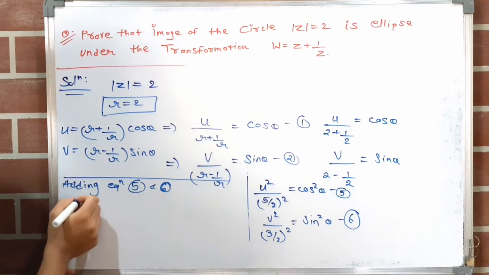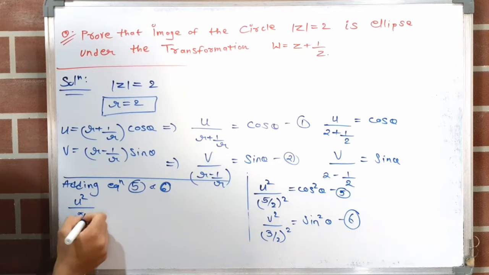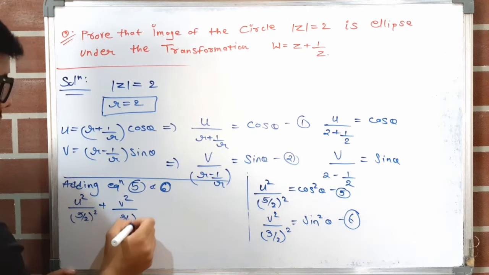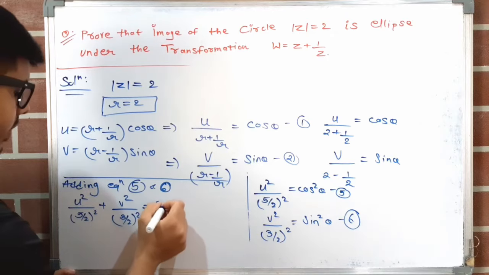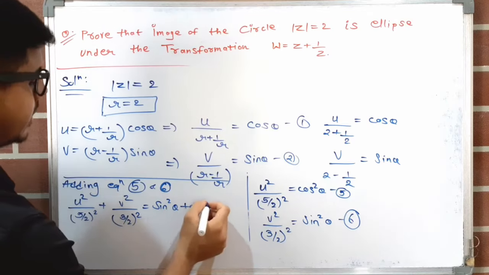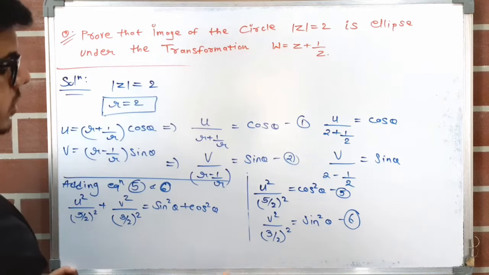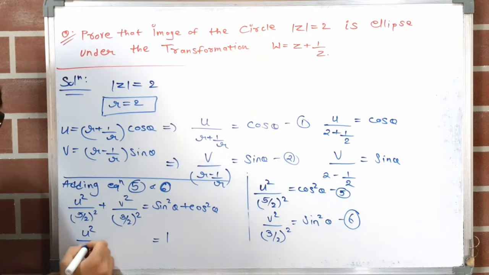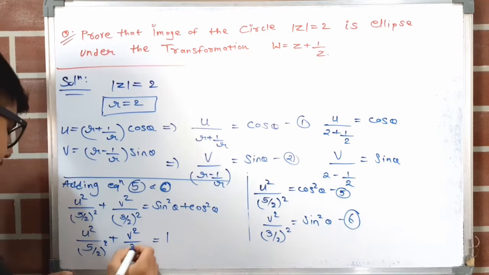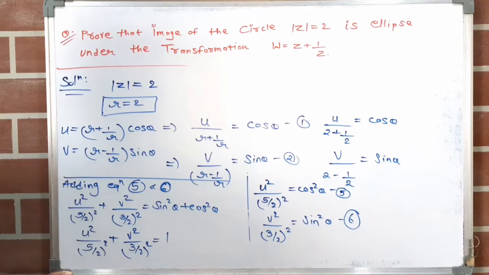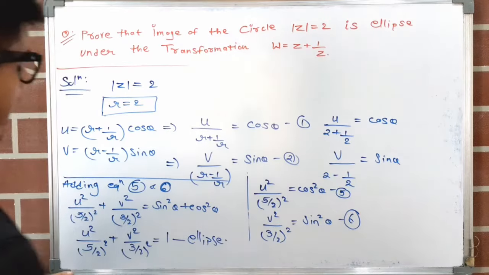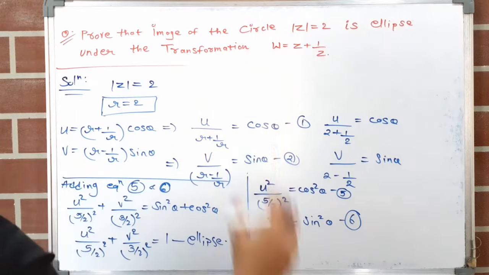We will get u square upon 5 by 2 the whole square plus v square upon 3 by 2 the whole square, which equals sin square theta plus cos square theta. So what is sin square theta plus cos square theta? It equals 1. So u square upon 5 by 2 the whole square plus v square upon 3 by 2 the whole square equals 1. So this is the equation of ellipse. Okay, so we have completed our sum.